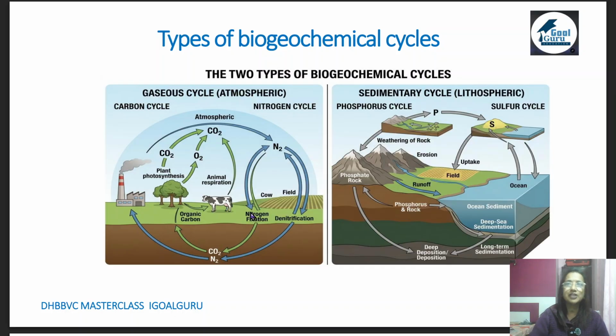One is called the gaseous cycle, and the other is called the sedimentary cycle. Now let us start with the gaseous cycle. What you have to understand is that gaseous cycles move quickly because they have gases circulating over there. And you all know gases circulate very freely in the atmosphere.